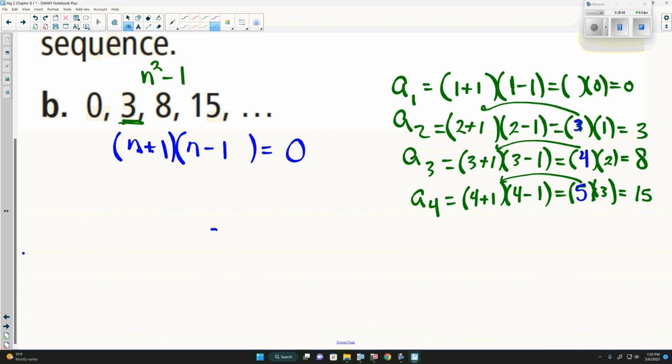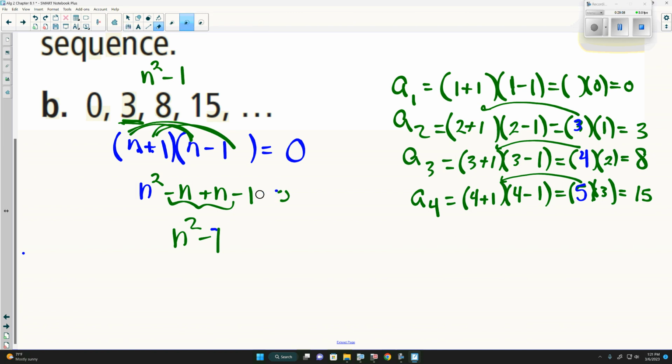How would we factor n squared minus 1? n plus 1 and n minus 1, because if we did distribute this, n times n is n squared. n times negative 1 would be negative n. 1 times n is plus n, 1 times negative 1 is negative 1. We don't need that. So they actually are the same thing, it's just a different way to go at it.